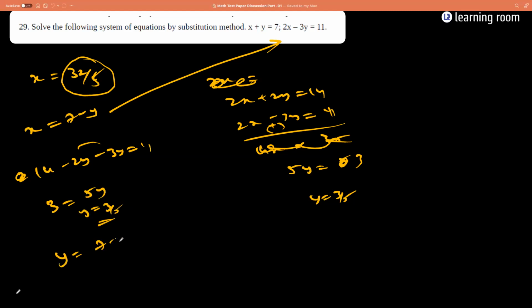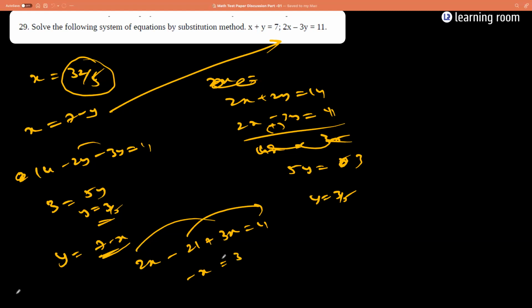Similarly, y will be equal to 7 minus x, substituted there. So 2x minus 21 minus 3x is equal to 11. So 2x minus 3x is minus x is equal to, sorry, this is plus. So 5x is equal to 32. So x will be 32 by 5.